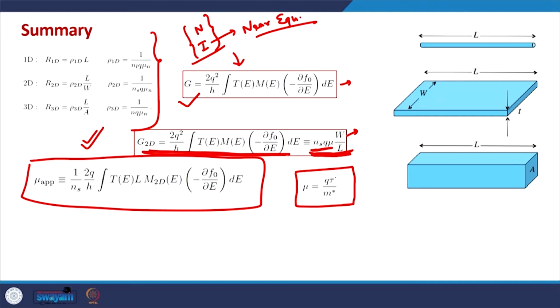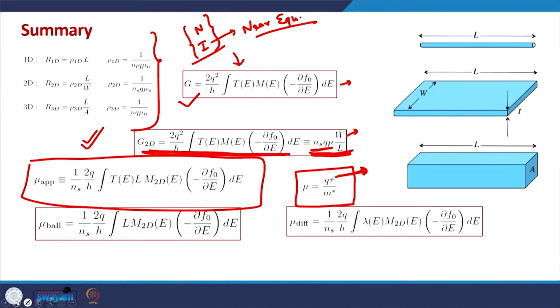For example, in the classical understanding of mobility, where the mobility is given by q tau by m star, we need to know the tau time, which is essentially the mean free time, the average time between two consecutive collisions. From here we could see that the ballistic mobility is given by this expression, and the mobility in the case of pure diffusive transport, in which the transmission coefficient is taken to be lambda E by L, is given by this expression.